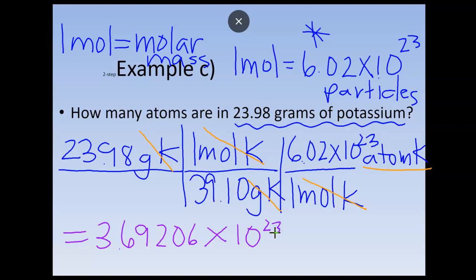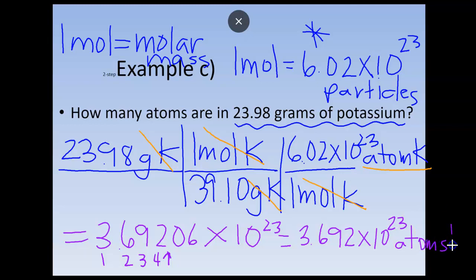Okay, so I need to round, remember, to the 4th significant figure. So this is my first significant figure. Here's my second one. Here's my third one. Here's my 4th one. That means I'm rounding between the 2 and the 0, and that means my 0 does not round the 2 up. So I have 3.692 times 10 to the 23rd atoms of potassium. And that is my answer.